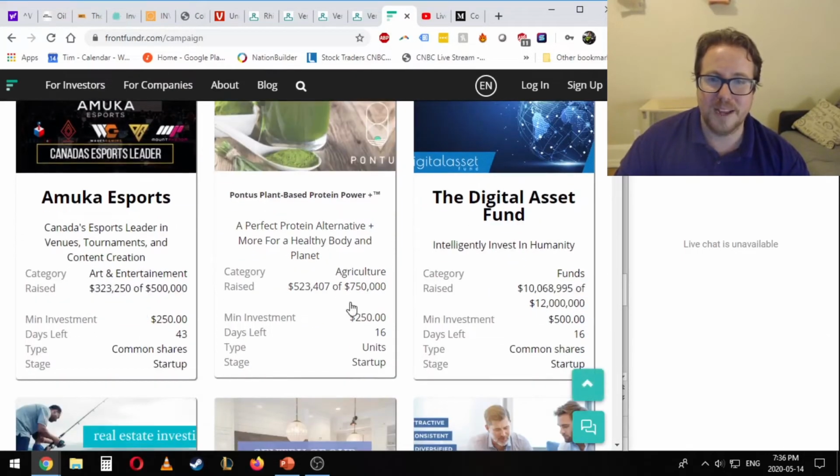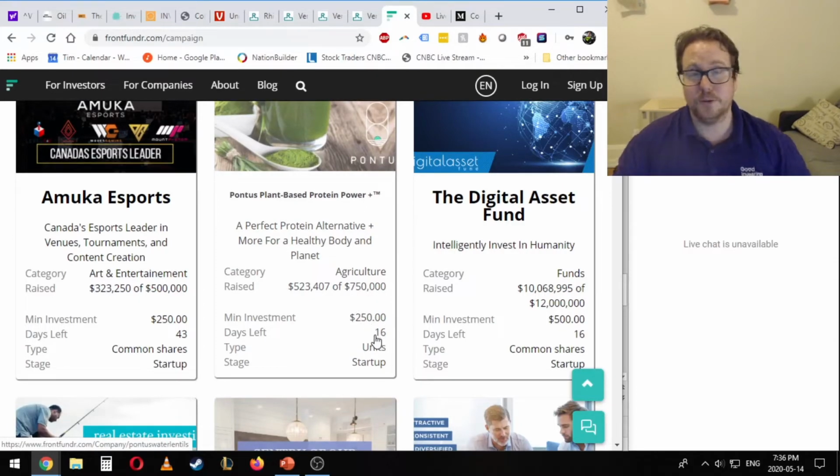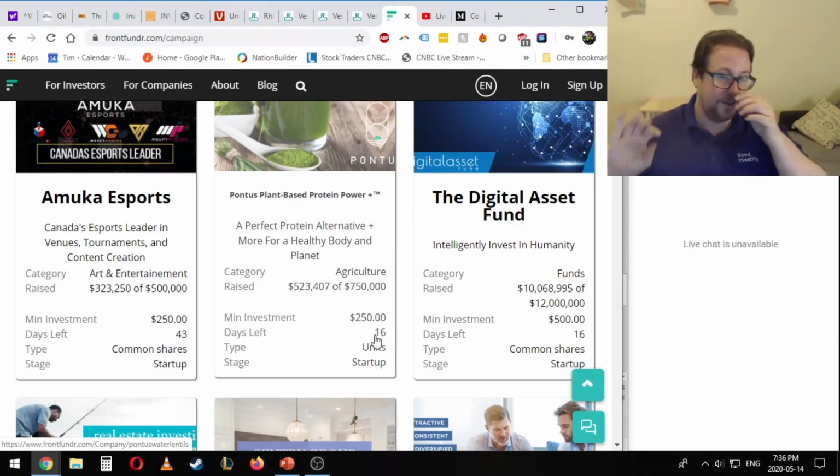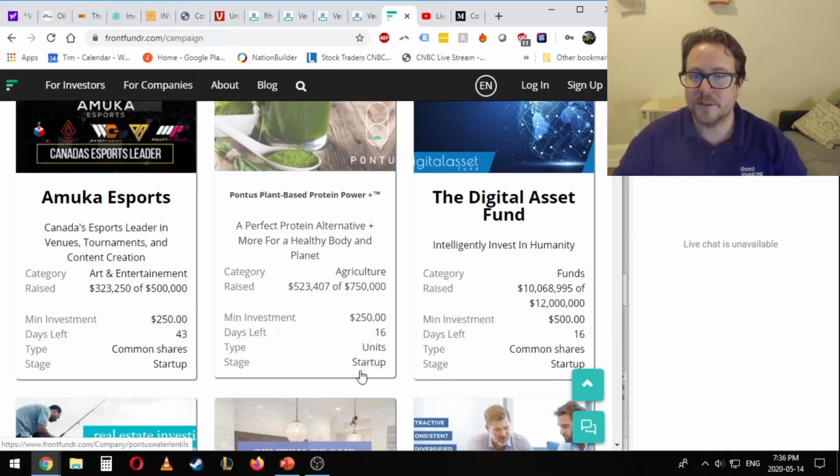So if we look at, for example, this one, they're raising $750K. The minimum investment is only $250, which is fantastic. But these are shares. They're at the startup stage, and so this is like venture capital. Really, that's what this is. So when it comes to VC, there's a lot of risk.